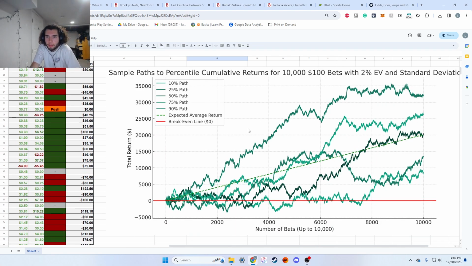Here is something I whipped up just to see what it would look like over time, over 10,000 bets, if I only had a 2% expected value. And you can see different luck factors between 10 and 90%. So I'd fall somewhere between here. And in fact, my EV has been closer to 5%. So this 20,000 would be 50,000. So you can scale this up 2.5x.